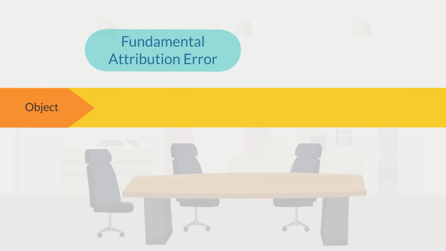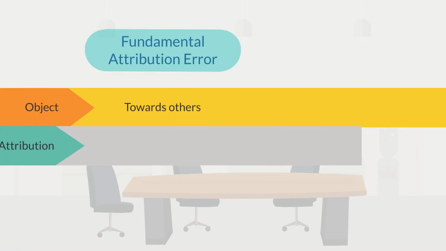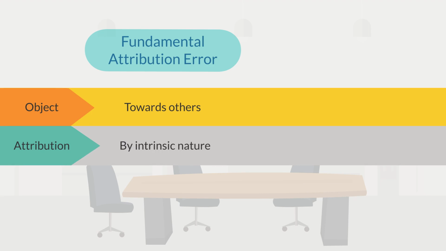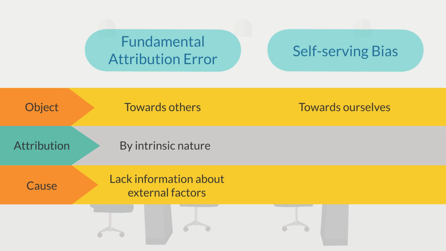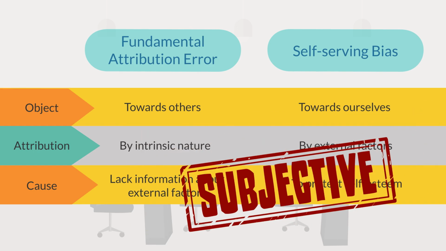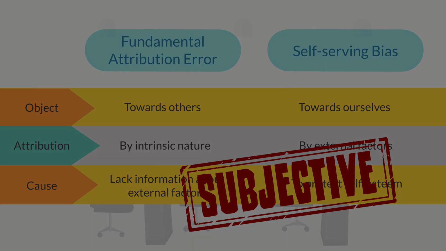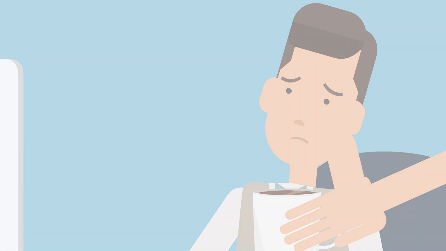The fundamental attribution error is when we attribute someone else's behavior to their intrinsic nature because we lack information about situational factors. On the other hand, we tend to attribute our own behavior to external factors in order to protect our self-esteem. The important takeaway is that they are both subjective attributions. Looking at both intrinsic and external factors is key to learn and grow.